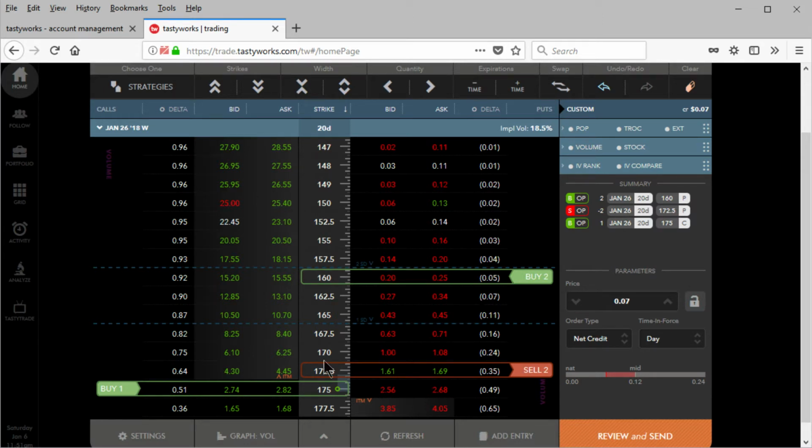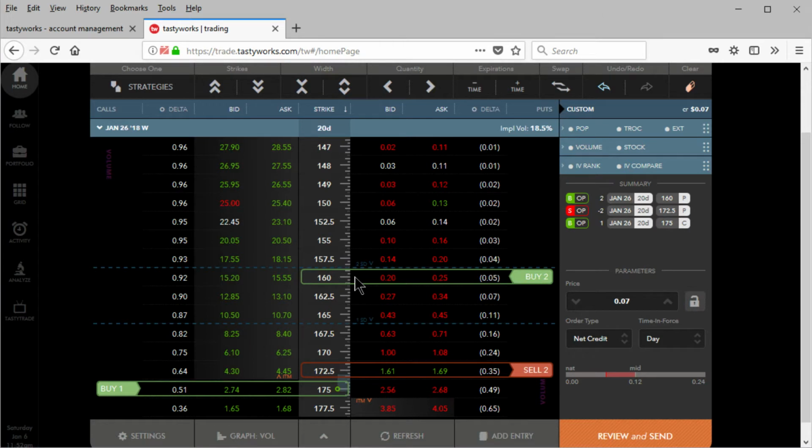So what I'm doing is buying the 175 call and selling two of the 172.5/160 put spread to finance the call that I'm purchasing, and also to limit the downside risk to the width of this put spread.